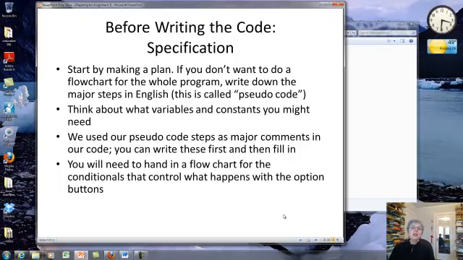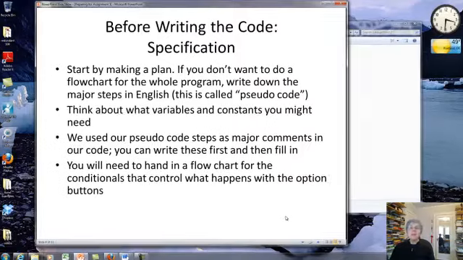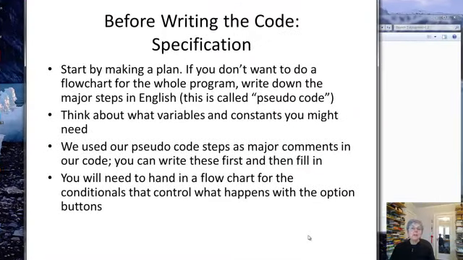Once you've done your tests and you've worked through them, you're ready to actually make either a flow chart or at least a list of the major steps. Now, a lot of people don't like to do a whole flow chart every time, and that's fine. You don't have to. But at least list out the major steps that you're going to do. And actually, a nice way to program is to start out by putting in comments that represent those major steps and then filling them in as you go along.